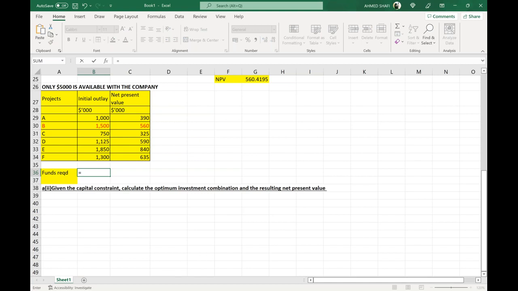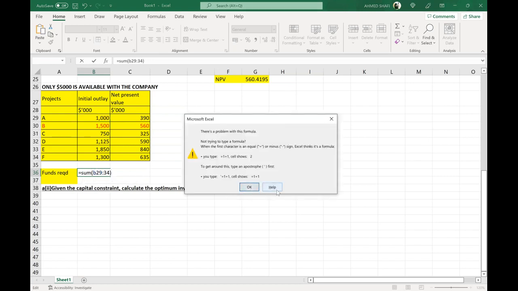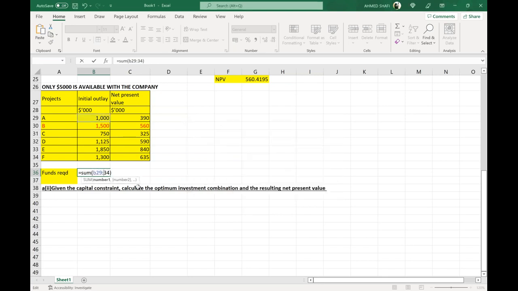Project A requires funds of 1,000, then B requires 1,500, C requires 750, D requires 1,125, E requires 1,850, F requires 1,300. So if we add them all, the outlay required is the sum of these. You require 7525. That's a problem.